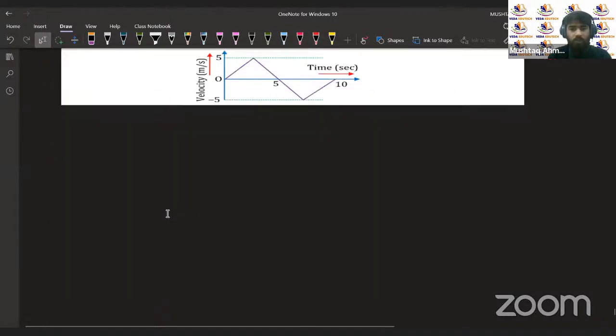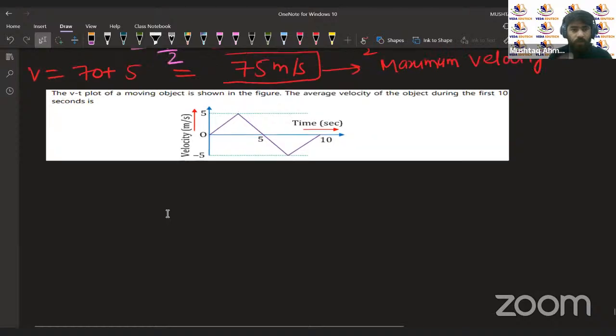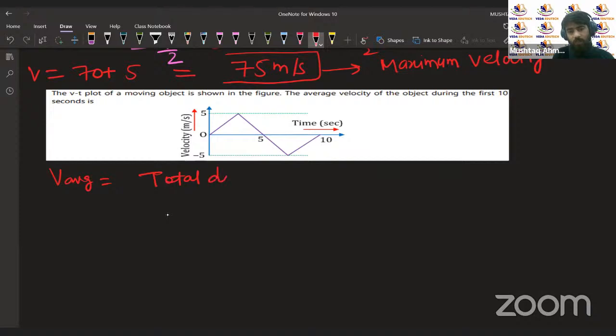So let's move on to this last question here. The velocity versus time plot of a moving object is shown in the figure. The average velocity of the object during the first 10 seconds is... So average velocity is defined as total displacement over the total time, right?